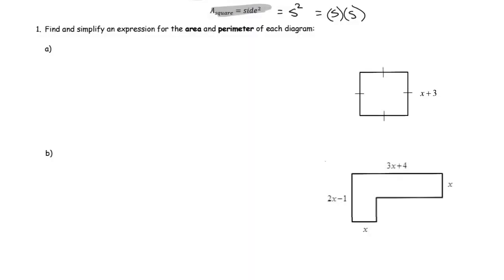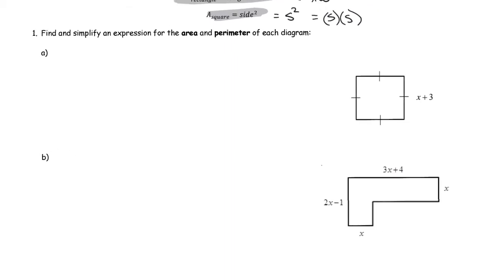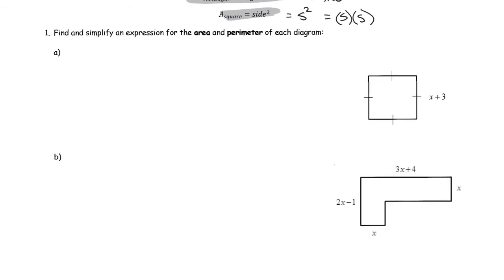These questions say, find and simplify an expression for the area and the perimeter of each diagram. For this first one, we are dealing with a square. I know that we're dealing with a square because of these little lines that indicate that those are all the same length. So I know that the side length here is x plus 3.